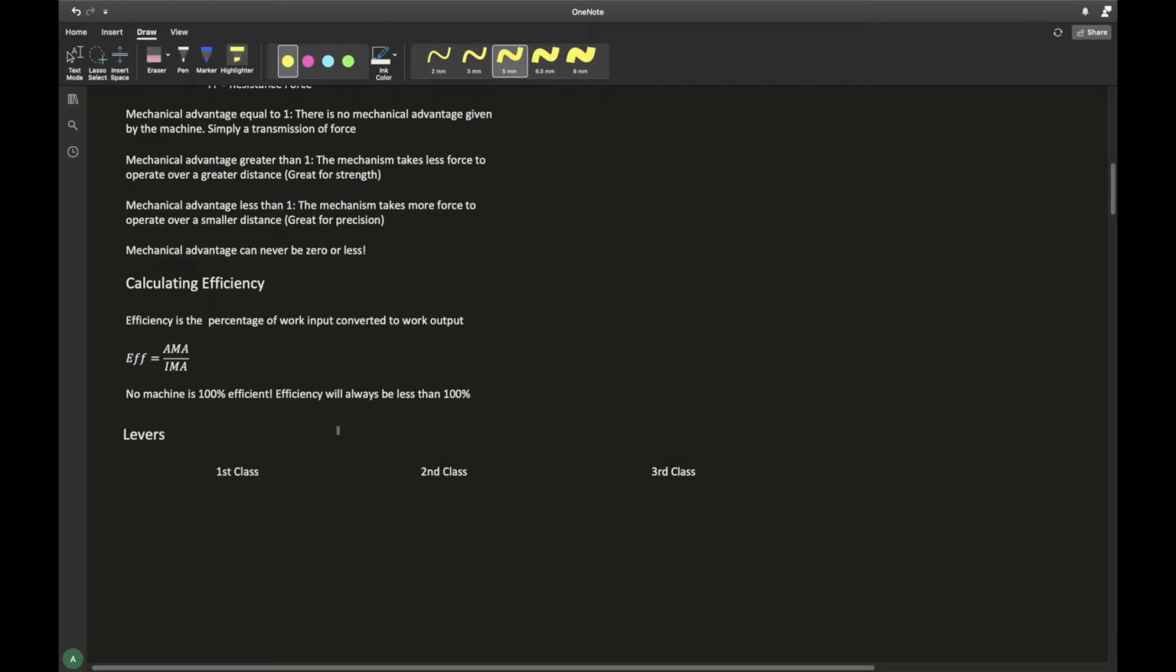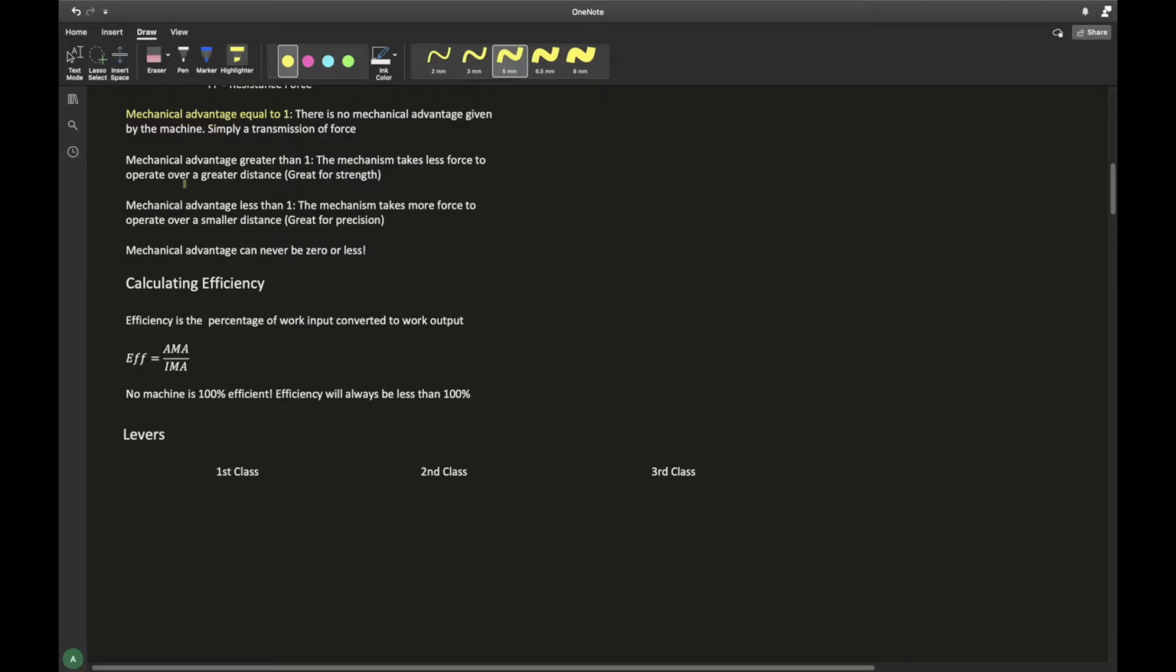Now, using these equations, you're going to find that sometimes you get a mechanical advantage equal to 1, sometimes you get it greater than 1, and sometimes you get it less than 1. And so it's important to note what each of these mean when you see them or when you're trying to design for them. So let's say you design for a mechanical advantage equal to 1. Well, that means there's no mechanical advantage given by the machine. It's kind of that balanced number. It's the magic number that they call it. So really, it's simply a transmission of force.